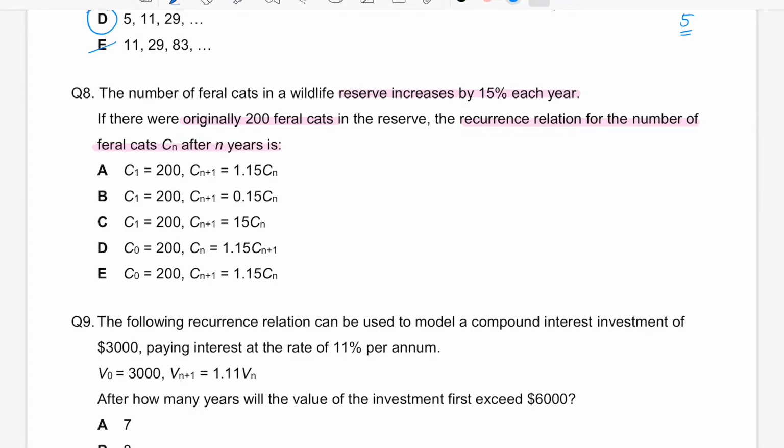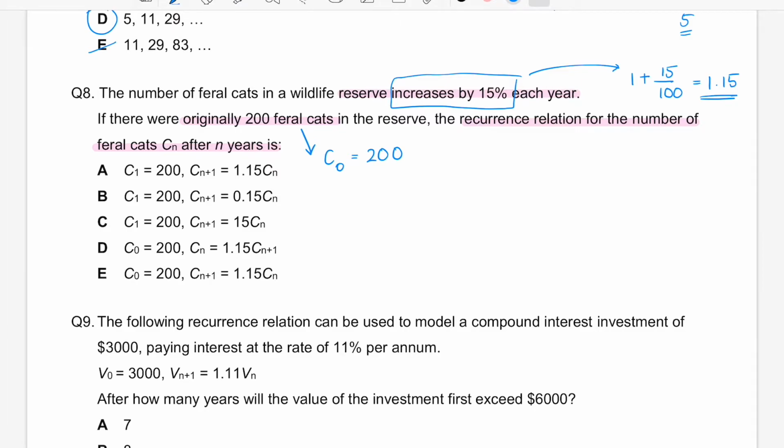Okay, so there's a few things happening here. The first thing I'm going to note is that an increase of 15% will be like saying 1 plus 15 on 100, which is going to be 1.15. That's going to be pretty useful to us. We know that there were originally 200 feral cats, so C0 is going to be 200.